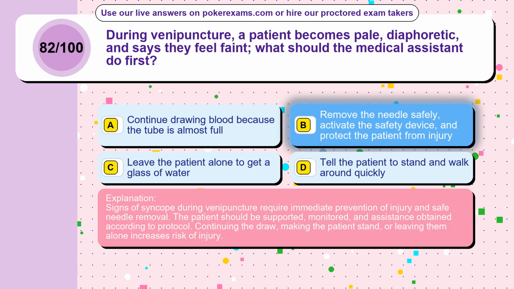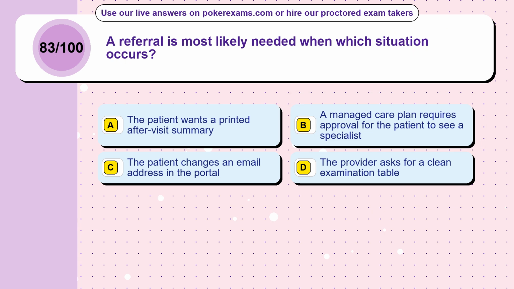Signs of syncope during venipuncture require immediate prevention of injury and safe needle removal. The patient should be supported, monitored, and assistance obtained according to protocol. Continuing the draw, making the patient stand, or leaving them alone increases risk of injury. Question 83. A referral is most likely needed when which situation occurs?